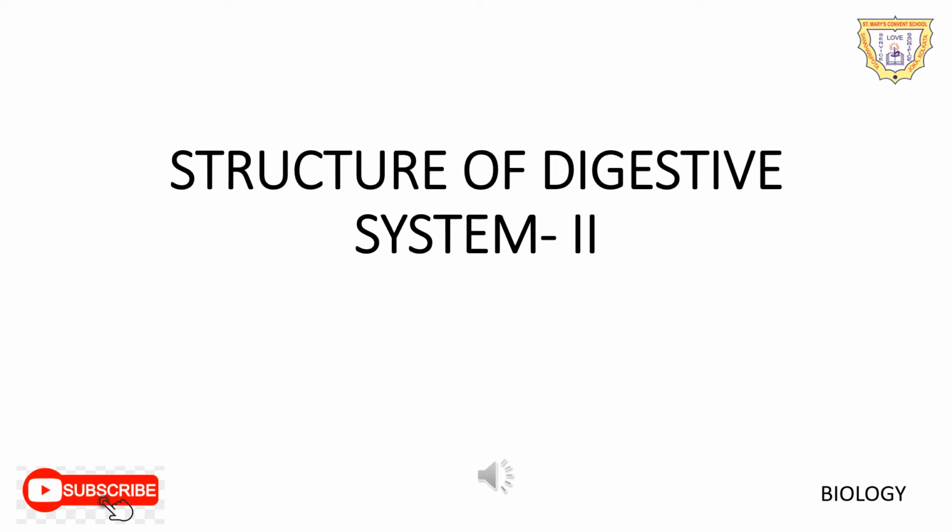Welcome students. In today's class, we are going to see the food journey in the second part of the digestive system, that is from stomach onwards. And we will see what are the different enzymes that are produced in the different parts of the digestive system and how the process of digestion and absorption is going on.